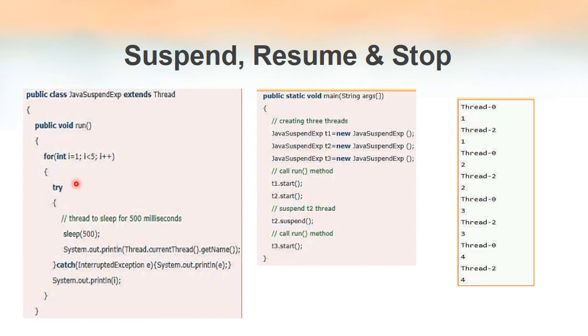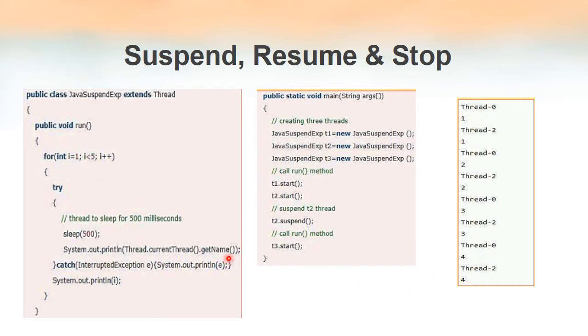So when we call T3.start, it again executes a run method. Again the T3 will sleep for 500 milliseconds, and then it prints the name of the thread T3. So we'll be getting the output as thread 2. As you can see, we are getting the outputs like this.